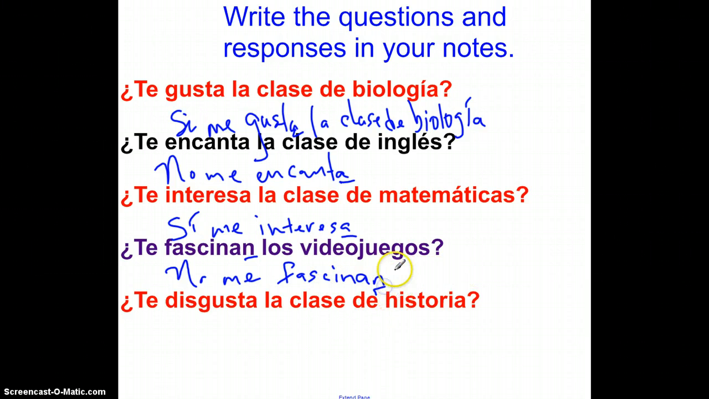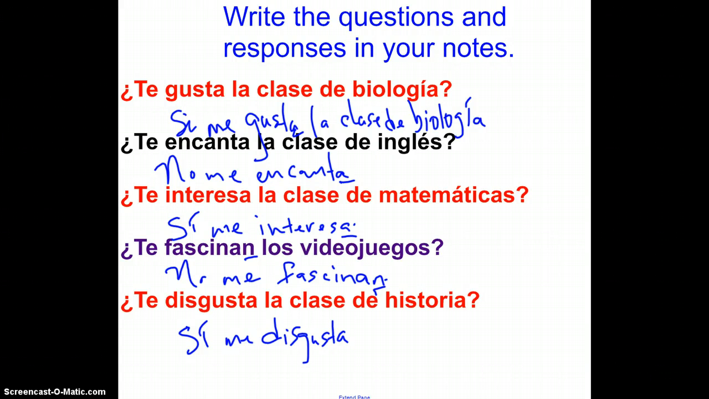And so, big change there. It's either going to end in the singular form or the plural form here. Make sure that's an N. How about this one? ¿Te disgusta la clase de historia? Do you hate history class? Sí, me disgusta la clase de historia. Just don't tell Señor Crop. Bueno? Okay. Muy bien. So that's basically how you utilize them.